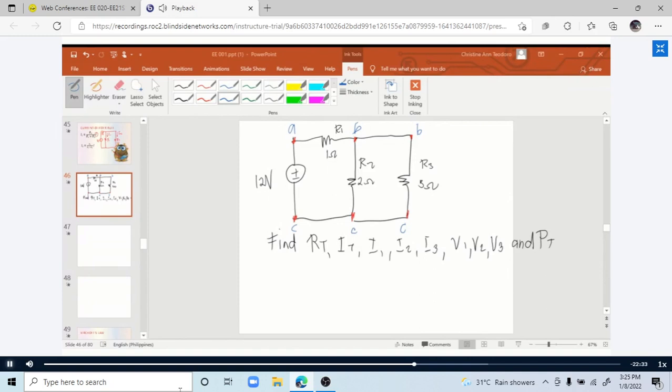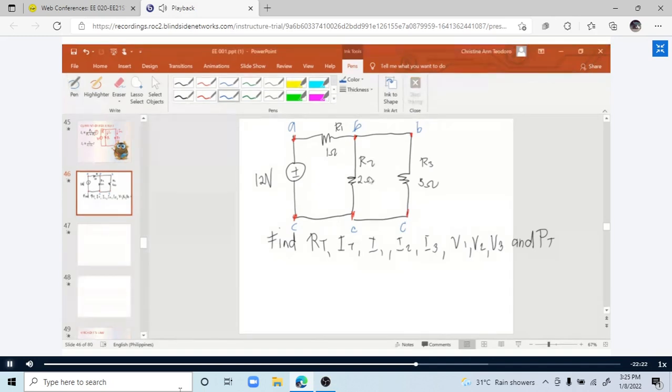They are. Very good. Okay? So R2 and R3 are in parallel because R2 is connected at node B and C, as well as R3 is connected at node B and C. So therefore, we can get their total resistance, the total resistance of R2 and R3.